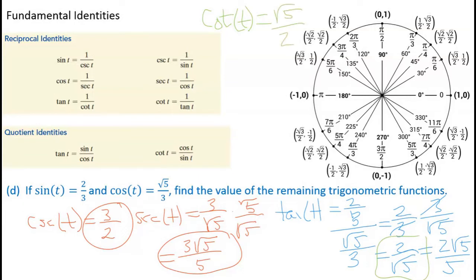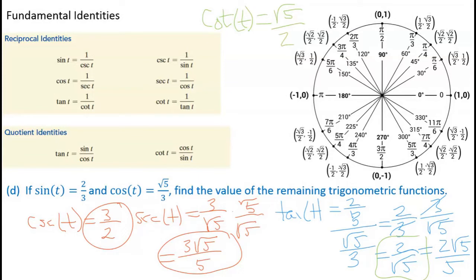Another option is I could use this identity, cosine of t over sine of t. And so I put the cosine on top, square root of 5 over 3, and 2/3 on the bottom, and I flip it, and that also gives me square root of 5 over 2. What do you think about that? Not bad, right?